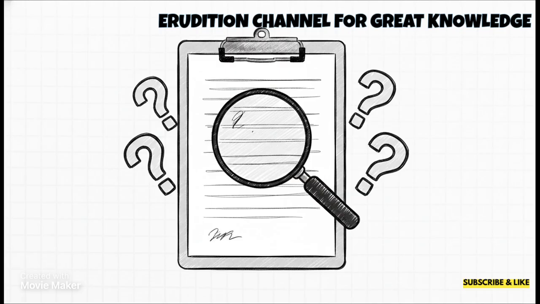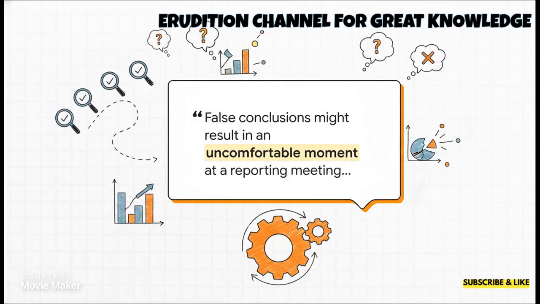Going through this checklist ensures you have that strict rigor, and it literally forces you to critically analyze everything you've put together before presenting it. Which brings us right back to this incredibly sobering quote directly from the text. False conclusions might result in an uncomfortable moment at a reporting meeting when it is shown that the data does not withstand inspection. If you skip those 5 QA questions we just went over, you are walking straight into this exact scenario. The source is crystal clear on this.